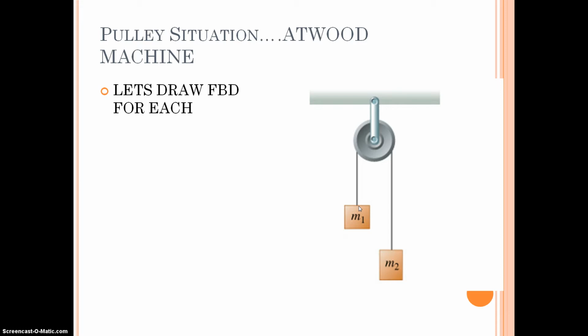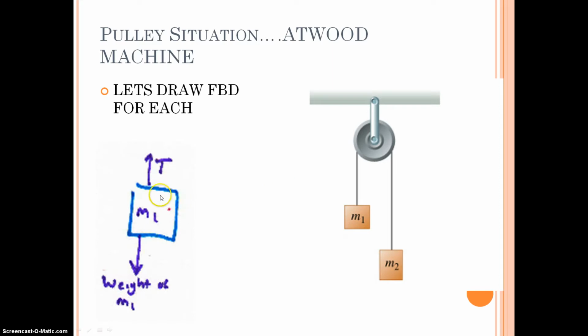Nice, the string is pulling it up. So we're going to have an up force from the string called tension. There's no normal force or friction because there's no surface touching M1, only the string is. Hey, what force does not need to touch in order to be felt? And the answer is weight. Which way is weight? Down. Long story short, the string is pulling it up, the weight is pulling it down.